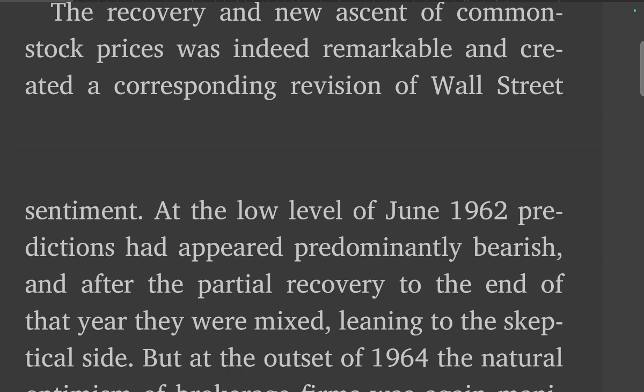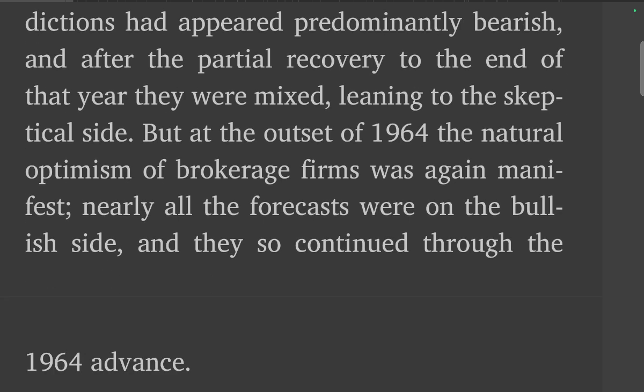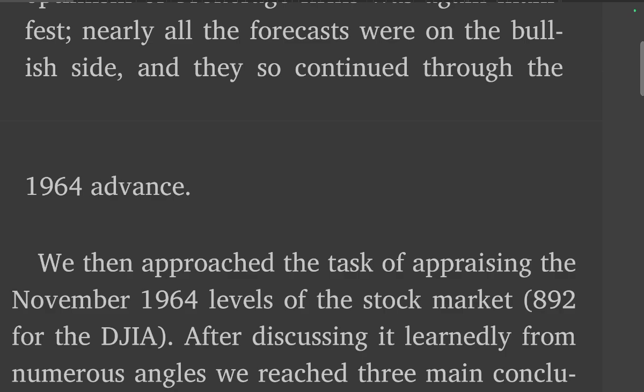At the low level of June 1962, predictions had appeared predominantly bearish, and after the partial recovery to the end of that year, they were mixed, leaning to the skeptical side. But by the end of 1964, the natural optimism of the brokerage firms was again manifest. Nearly all the forecasts were on the bull side, and they all continued through the 1964 advance.